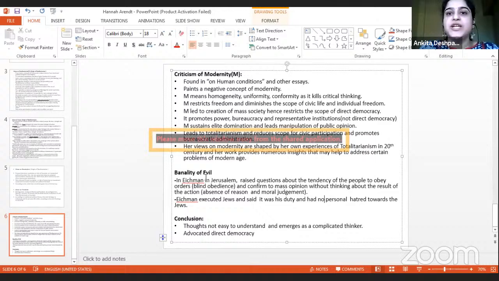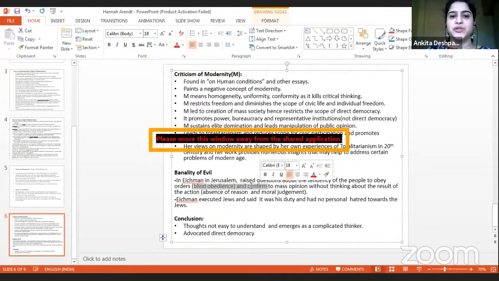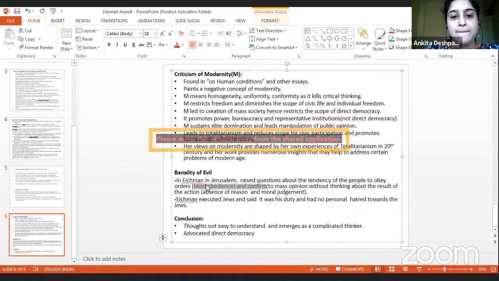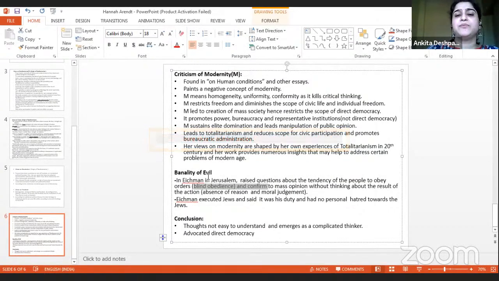There is no originality remaining, because everything is blind obedience, everything is about conformity, everything is about abiding by whatever command is asking you to do. You are not using your own reason, you are not using your own moral judgments to decide whether the action is right or wrong. You are blindly following the command. And that is basically the concept of banality of evil.